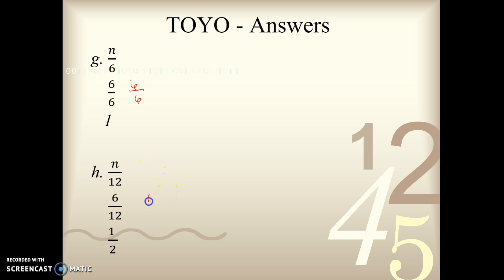So since we have 6 divided by 12, we would look for a common factor between 6 and 12 to see if we can reduce that fraction. Of course, 6 is a common factor between both. So we would divide 6 by 6, we get 1. If we divide 12 by 6, we get 2. We end up with a fraction, 1/2.